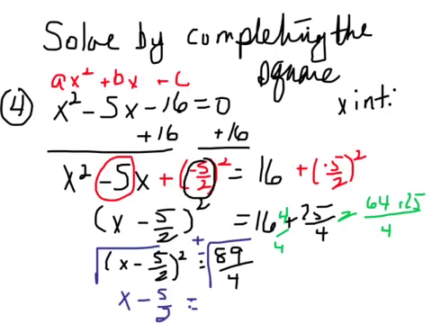If you remember, when you're square rooting a number, you can square root the top separately from the bottom, so it's the square root of 89. It's not a perfect square, but the square root of 4 is 2, so I'm going to write it that way. So x minus 5 halves equals plus or minus square root of 89 over 2. Now we've got to simplify a little bit.